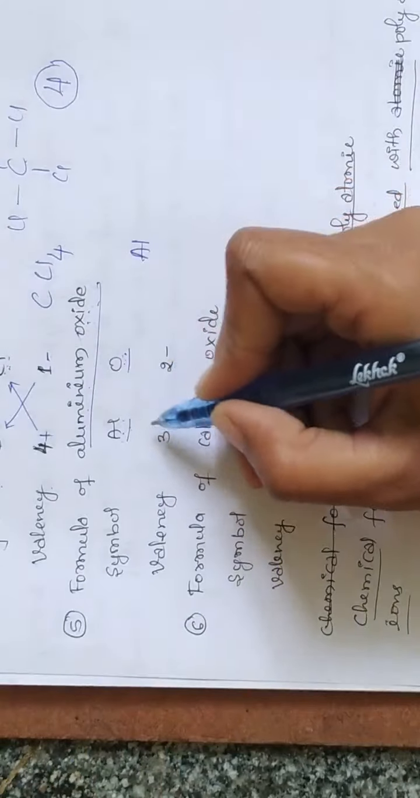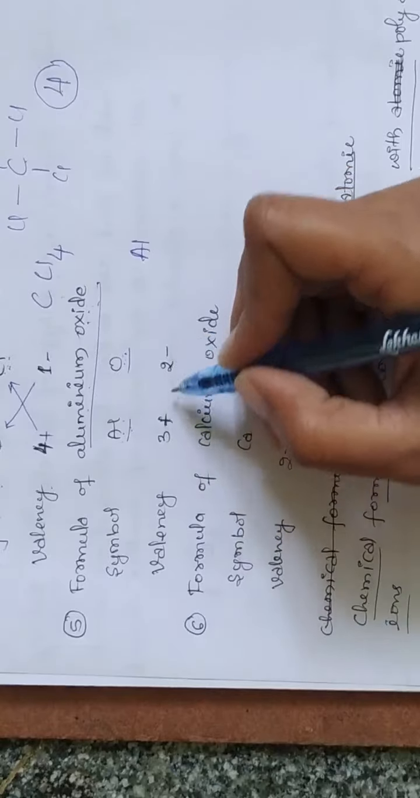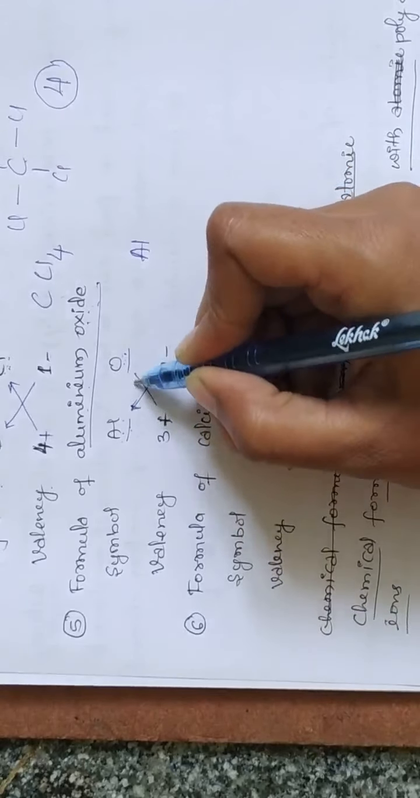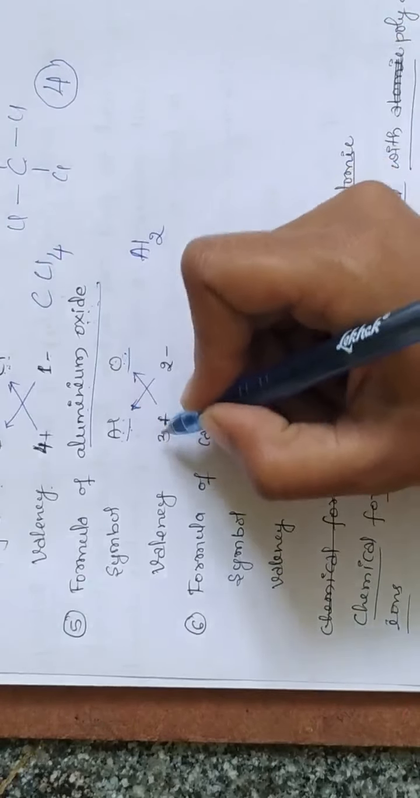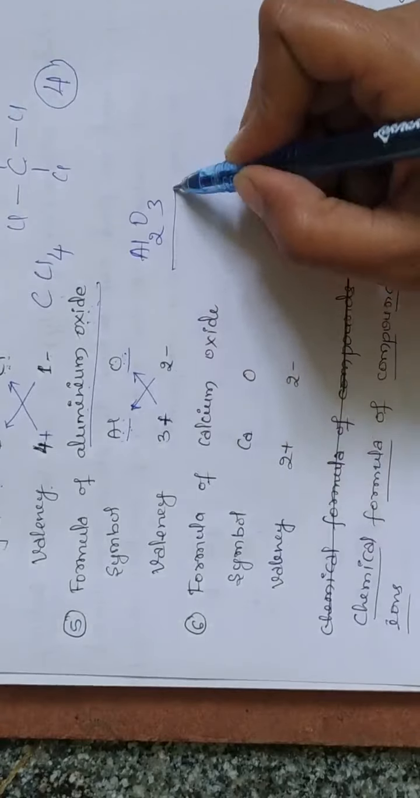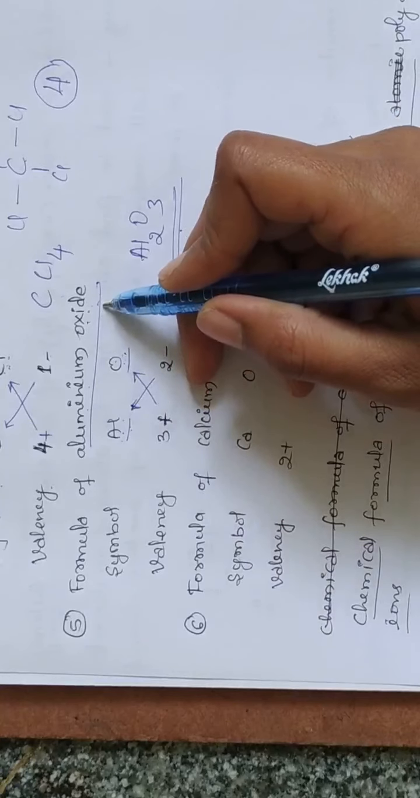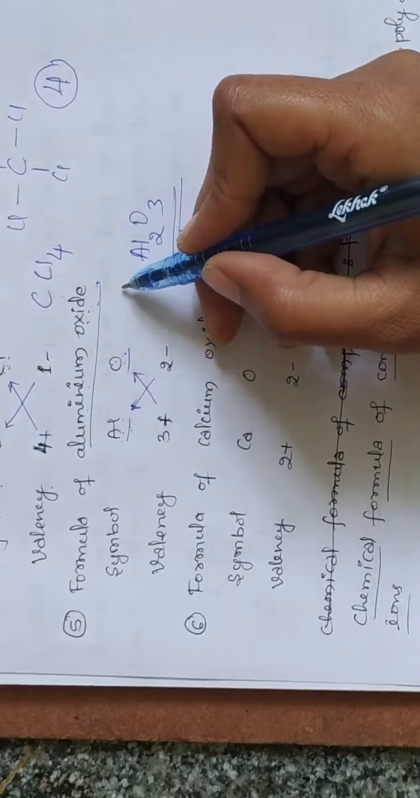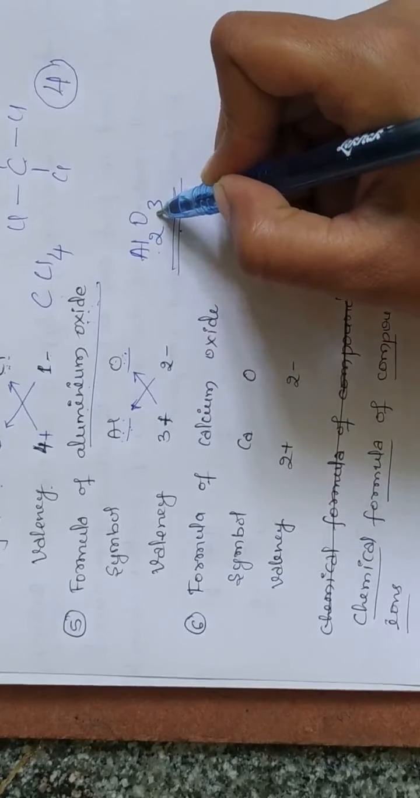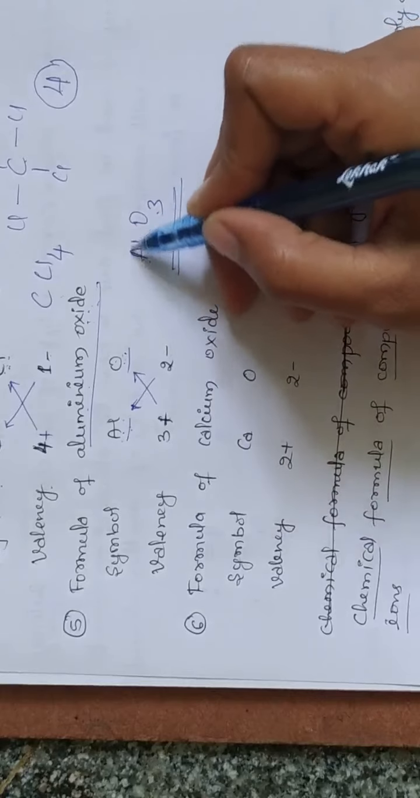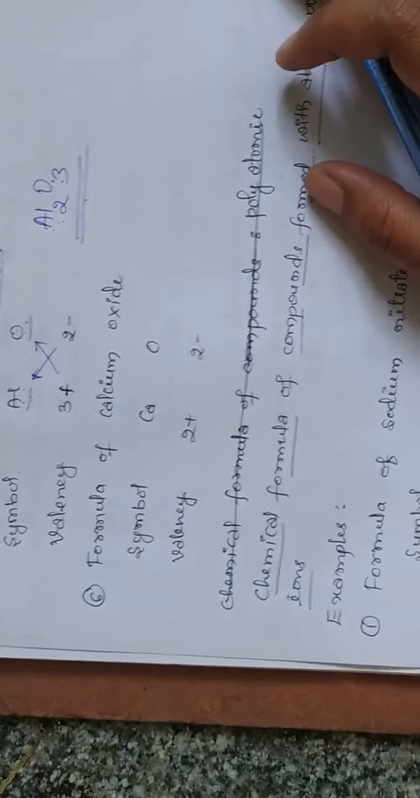See here, aluminium is having +3 charge and oxygen is having -2 charge. So to balance the charge we have to cross multiply. Aluminium into 2, Al2, oxygen into 3, O3. This is the chemical formula of aluminium oxide. And also remember this second rule: in the case of compounds consisting of metals and non-metals, we have to write the metals first and next the non-metals. Aluminium is the metal, so we have written aluminium first, next oxygen, which is a non-metal.